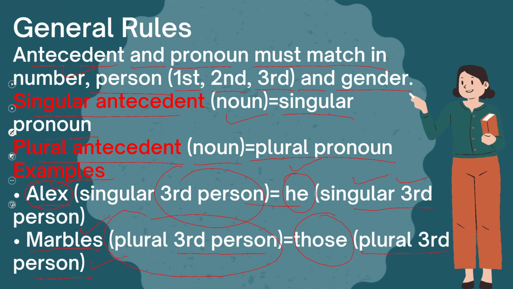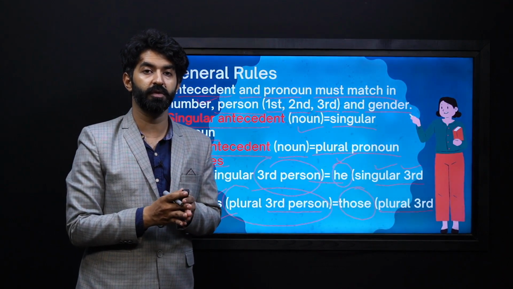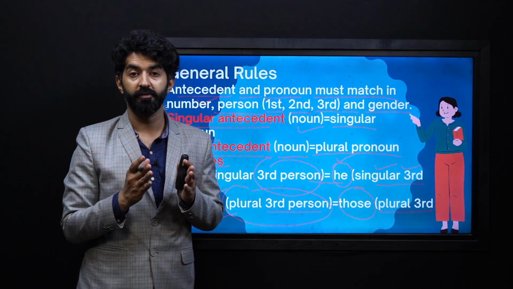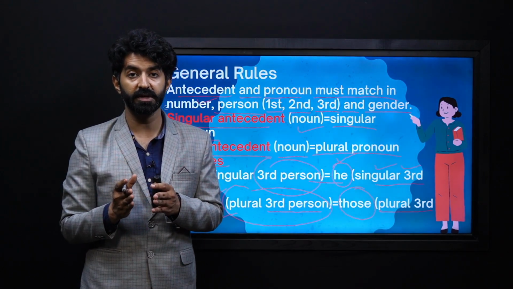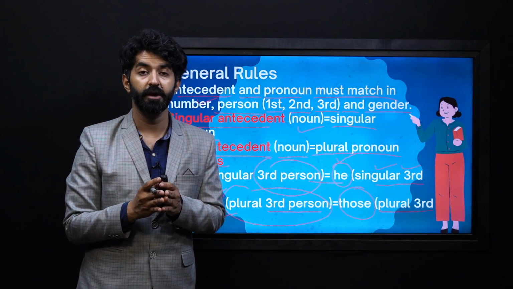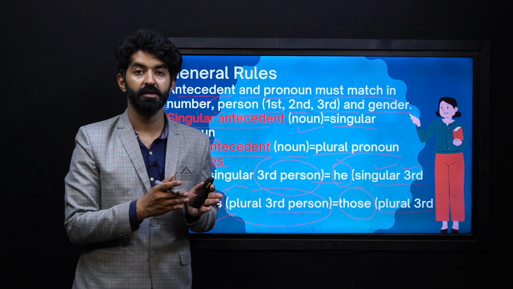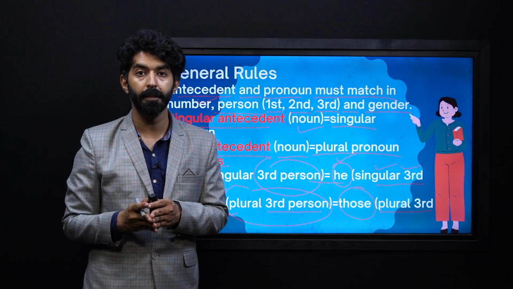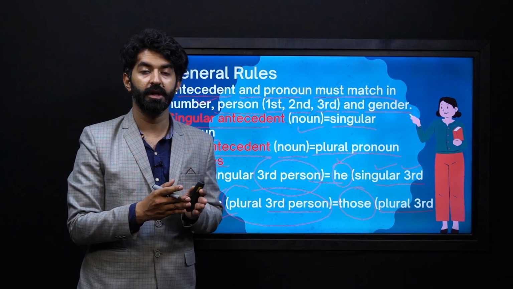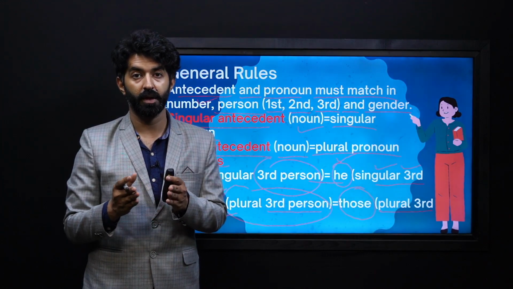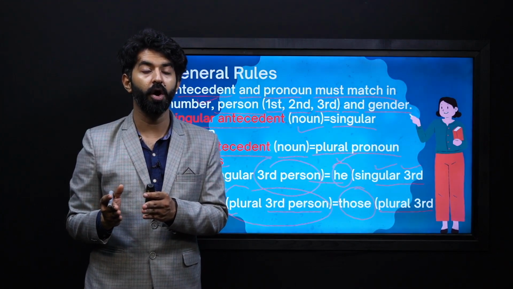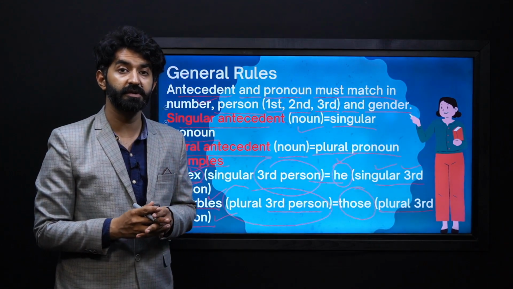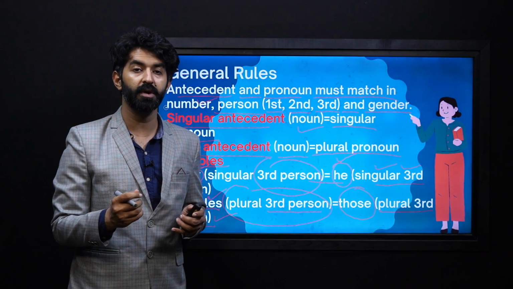So we have to be careful with using our singular pronoun with singular antecedent and plurals with plurals, and also the first, second and third person. We will also be careful about gender. If the person is a male, then we will use the pronoun of male, like his or him. If the person is female, then we will use the word her for the antecedent pronoun. So this is how we have seen them in gender, number and persons.